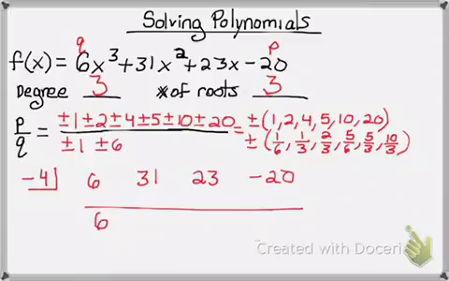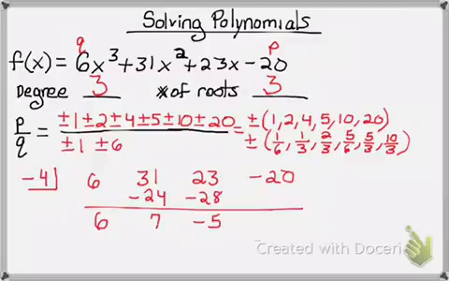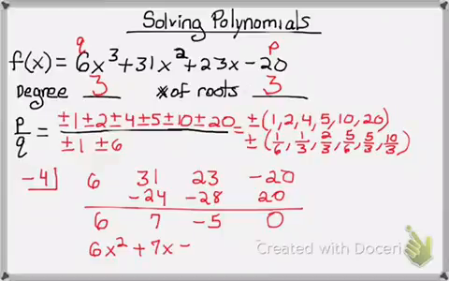Bring down my 6, multiply to get -24. Add straight down, I get 7. Multiply to get -28. Add straight down, I get -5. Multiply, I get 20. Add straight down. All right, so therefore, my function is going to be 6x squared plus 7x minus 5.